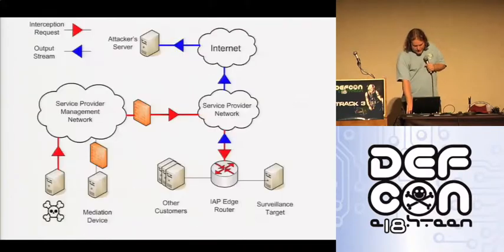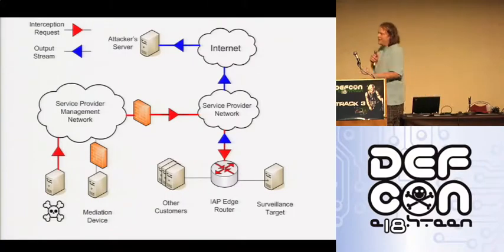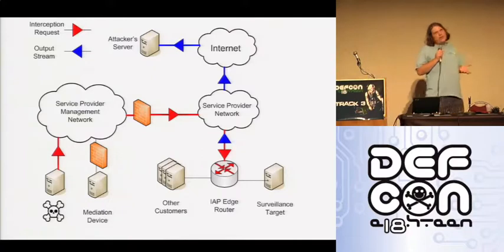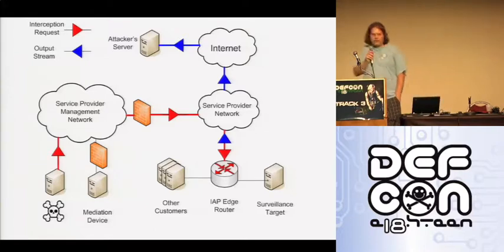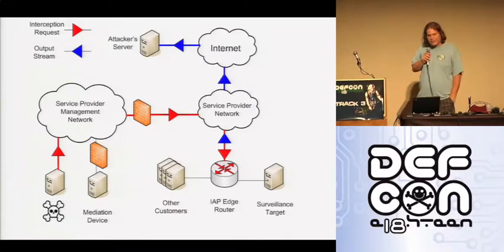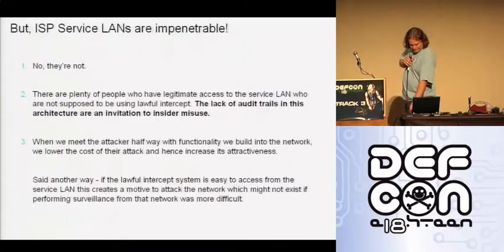I'll just go on. The consequence of this is that I think this is a more realistic attack scenario. Somebody has owned a machine in the service provider management network, and they use that machine to send the interception request to the edge router. And then the edge router sends the wiretap to some system out on the internet. You don't have to keep control of that machine for very long. You only have to send one packet to initiate the wiretap, but you probably want to do it from within the service provider LAN.